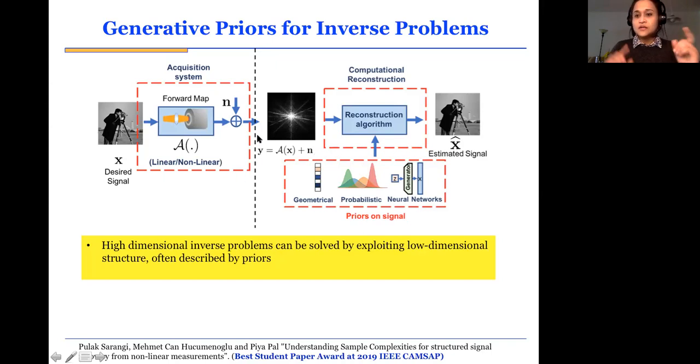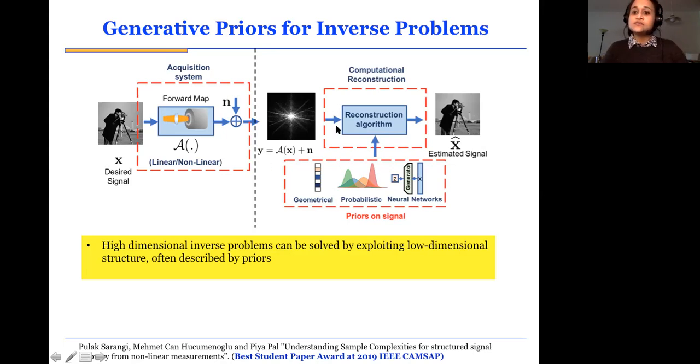Your goal is to invert this operator A, the forward model, and get an estimate of X. And with noise, this problem becomes quite challenging. But even if there is no noise, this problem can be quite challenging if this map is ill-posed. The best way to understand an ill-posed map is that it's many to one. Many possible X's can map to the same Y, and then this map becomes non-invertible.